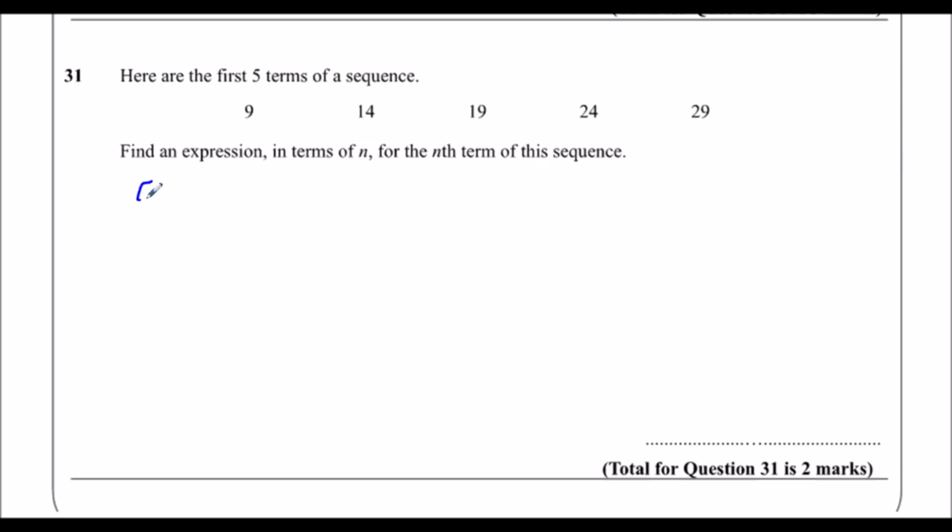That means it's like the 5 times table. The 5 times table is called 5n. And that goes 5, 10, 15, 20, 25. And the sequence, we can see, is always 4 more than the 5 times table. Each term is 4 more than the 5 times table. So it's called the 5 times table plus 4. 5n plus 4.